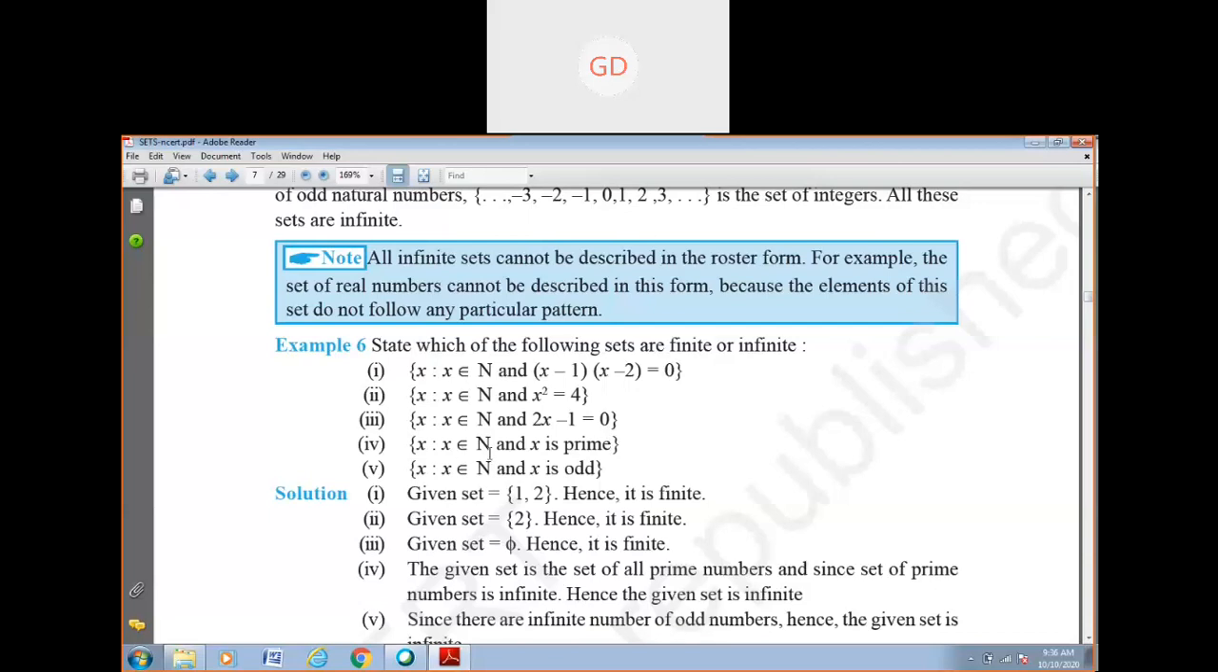Next one: x belongs to N, that is x is natural, and x is prime. That means the collection of all natural prime numbers. The prime number set is infinite, so the entire set is infinite. Next one: x such that x belongs to N and x is odd. So x is natural and x is odd. That means the collection of all odd natural numbers, which is obviously infinite.